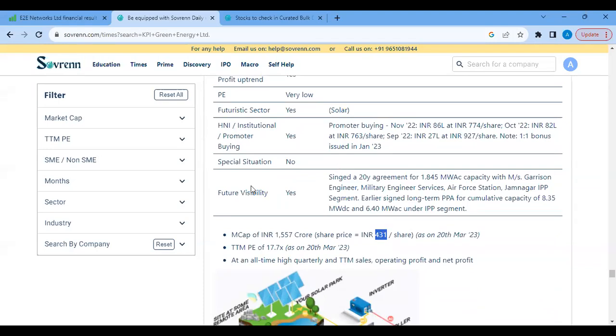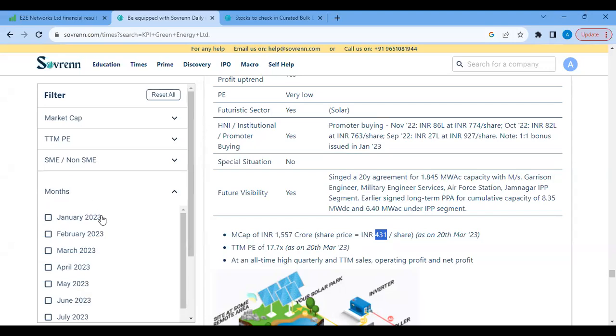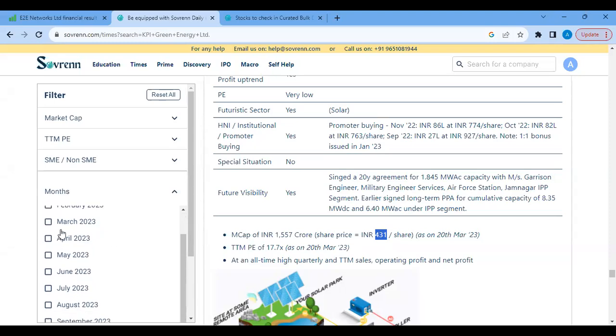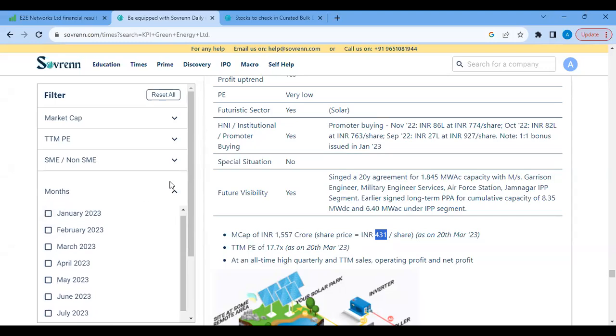Sovereign times earlier to June is available. You will have to scroll. You can go here in months. Yes, KP Energy and KPI Energy are different. They are different. Can you see how to play with historical sovereign times? You can play in the month column. Can everyone see the month column?